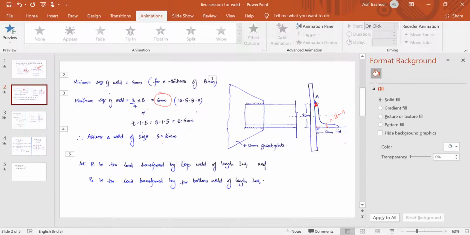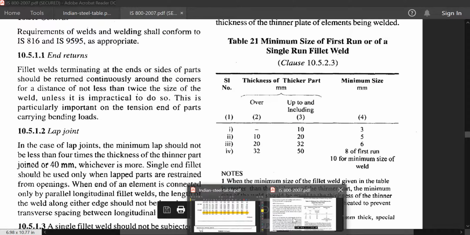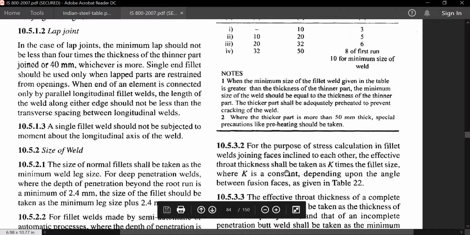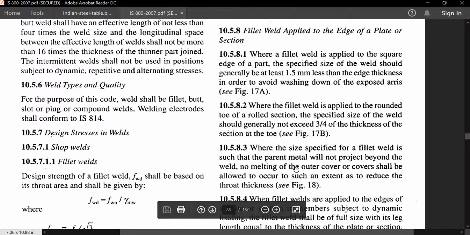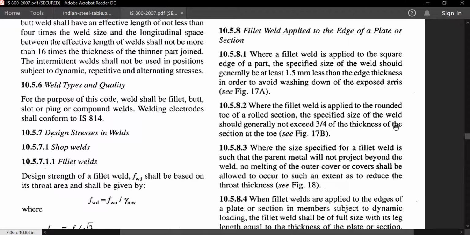That is, you can see here in your IS 800:2007, clause 10.5.8.2. I hope you have studied this before also. See, when the fillet weld is applied to the rounded toe of a rolled section, the specified size of the weld should generally not exceed 3/4 of the thickness of the section at the toe.